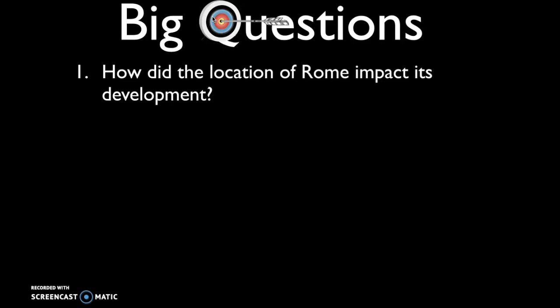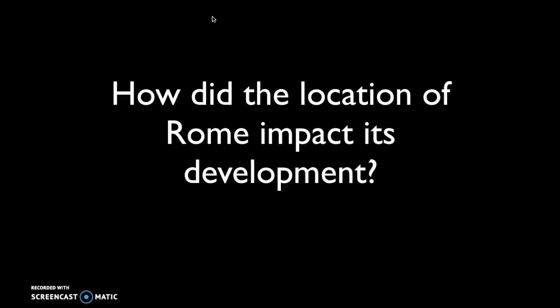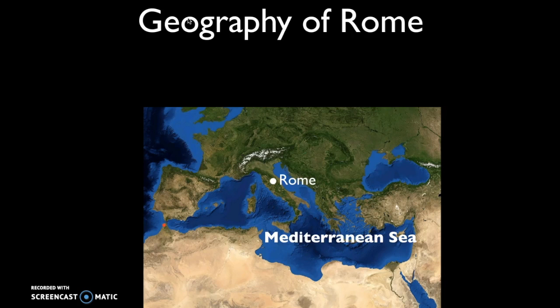So the big questions you need to be able to answer after watching this video are: first, how did the location of Rome impact its development? Second, how did Rome transform from a republic into an empire? And then there'll be another video that'll cover two more big questions relating to Rome. So the first big question: how did the location of Rome impact its development?